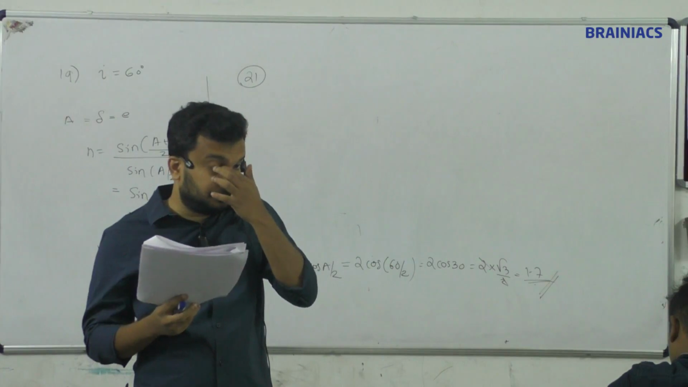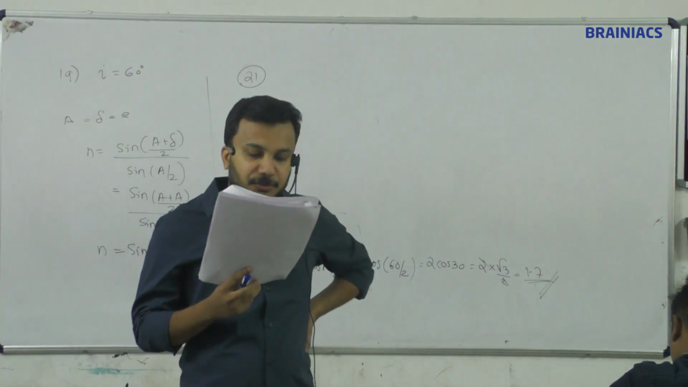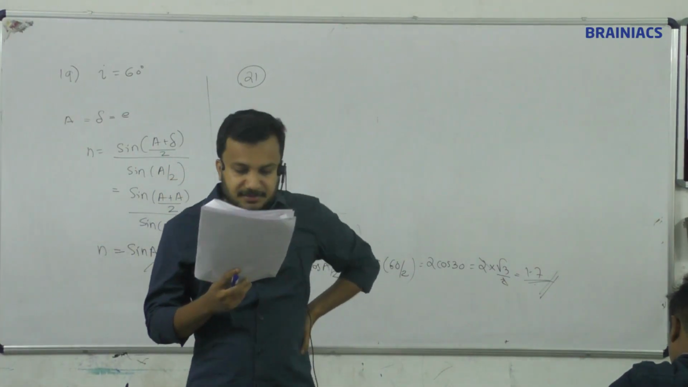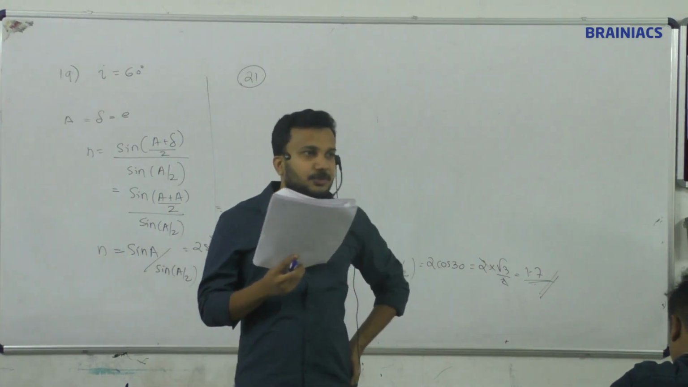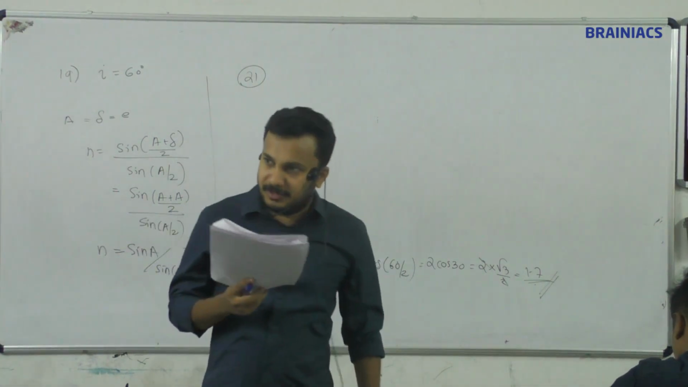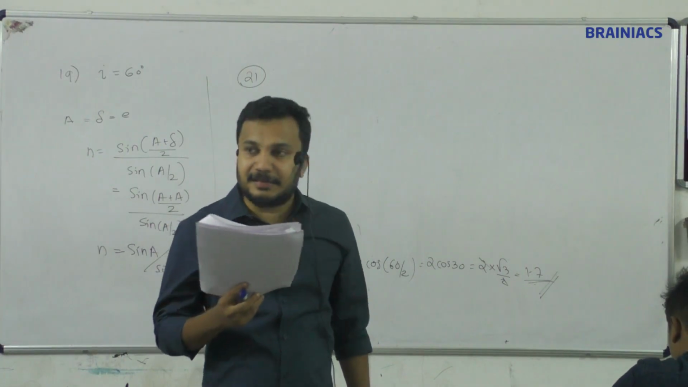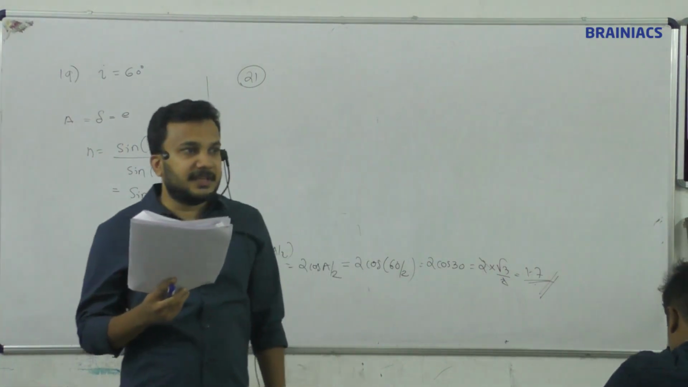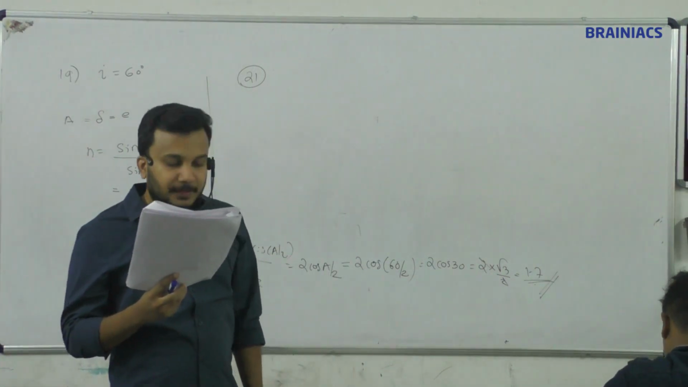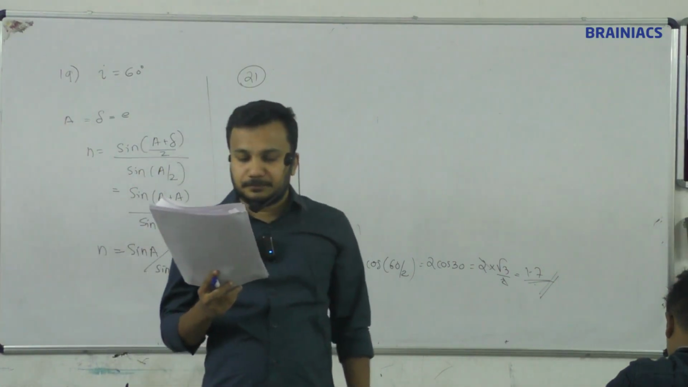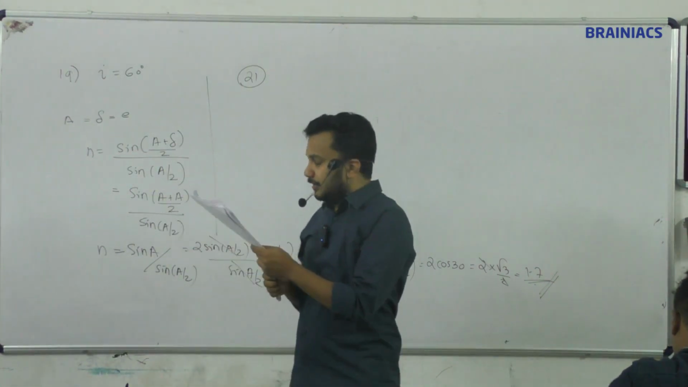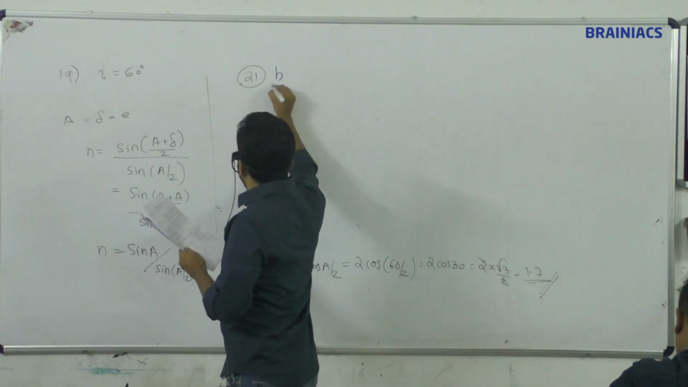Based on the diagram. If you solve with the values also, u is equal to minus 40, f is equal to minus 20, you will get v is equal to minus 40. Position is at 40. So it's a real inverted of same size. No doubt, right? Question number 21, option B is answer. Question number 22.